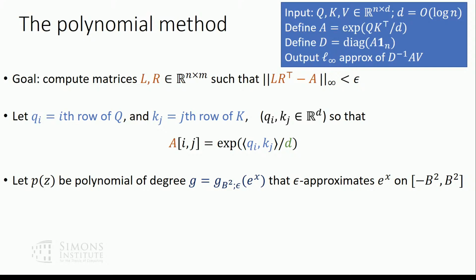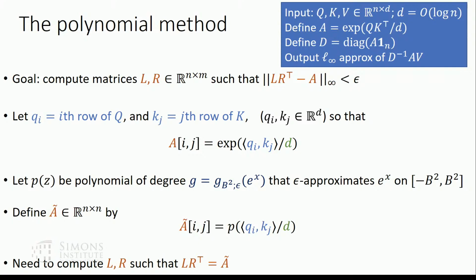So what I'm going to do is let P be the polynomial I just mentioned, the polynomial of degree g that epsilon-approximates e to the x on this interval between minus b squared and b squared. And my approximation to the attention matrix is going to be defined exactly the same way, but instead of e to the x, I'm going to write P. So I'm going to use my polynomial in the definition of the matrix. You can see immediately that this A tilde is a good entry-wise approximation of A. It follows directly from the fact that P is a good approximation of e to the x. But what we need to do now is compute these matrices L and R so that L times R transpose is equal to this A tilde matrix.